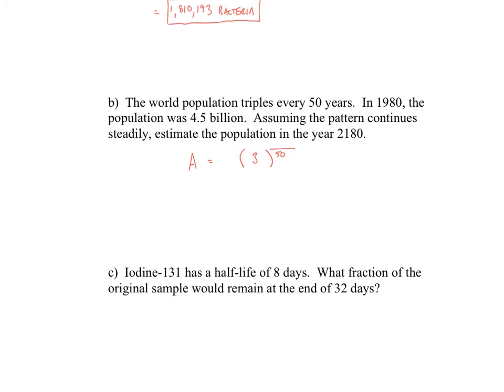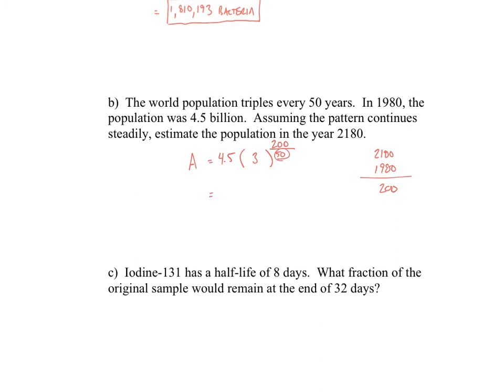In 1980, the population was 4.5 billion. Assuming the pattern continues steadily, estimate the population in the year 2180. So first, we've got to figure out how much time has passed. Well, from 1980 to 2180 is a total time of 200 years. But it's only tripling every 50 of those 200 years. So we're going to divide that 200 by 50.